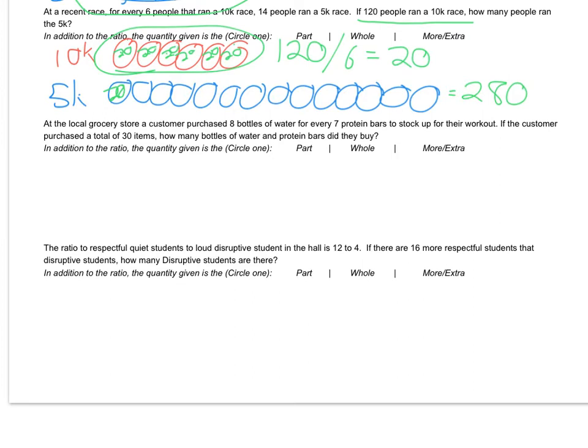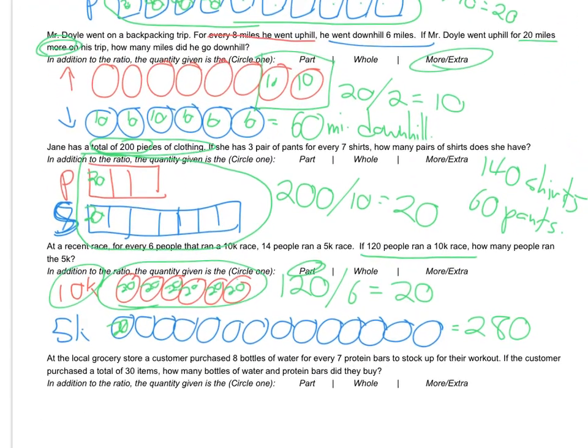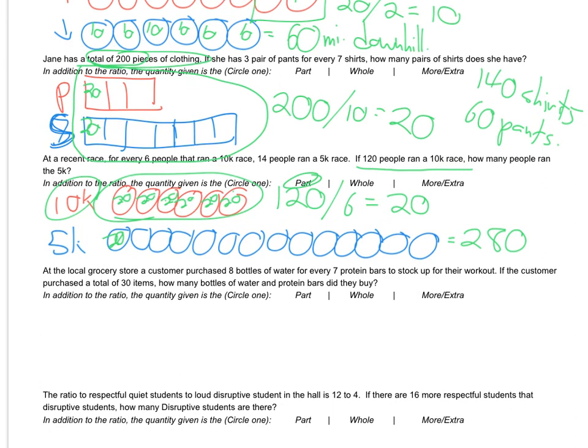Okay, and actually before I move on, that was a part problem, right? Because they told us the part. They told us this whole 10K part. I think I skipped that on the last one too. Yeah, I did. This one was a whole problem. That last one was a whole problem because they gave us all the pieces of clothing in that last one.